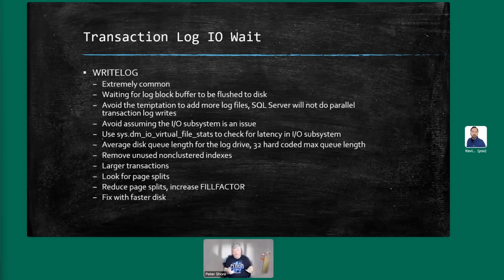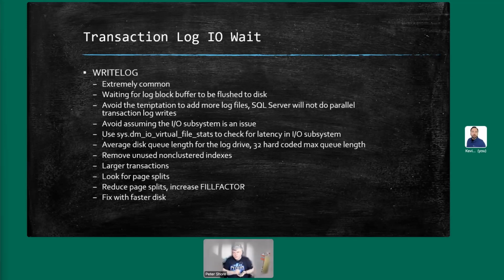Transaction logs wait. It's the write log wait type, which is transaction log waiting. Those page IO and page latch wait types are all related to the data file. This one's really common because we're doing a lot of changes, and what's happening is we're waiting for the log block buffer to be flushed to disk. So the pages that have changed out to disk, committed to the transaction log is what we're talking about, and they would also be hardened to the data file.